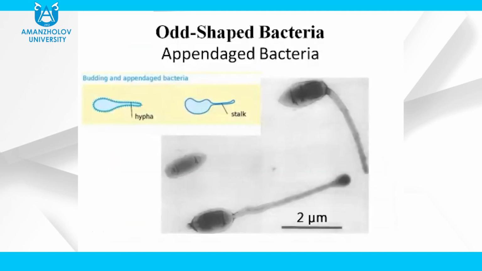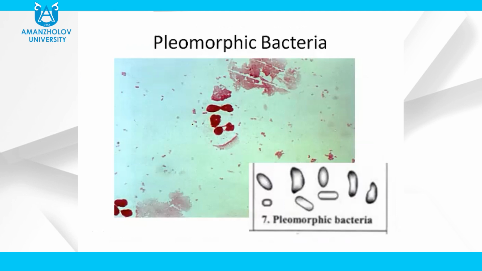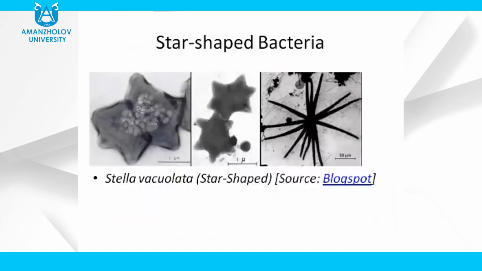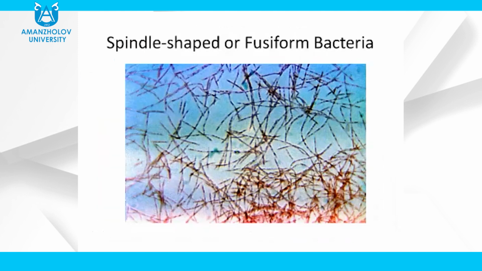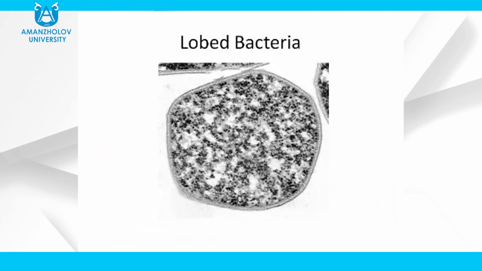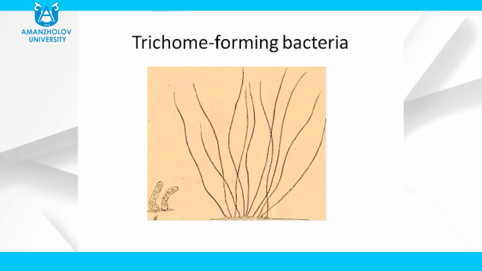Apart from these four main categories, there are other odd-shaped bacteria, such as the following shapes, namely box-shaped or rectangular bacteria, appendaged bacteria, pleomorphic bacteria, star-shaped, sheathed bacteria, stalked bacteria, spindle-shaped, rod-shaped bacteria, and trichome-forming bacteria. In this lecture, you learned that the size of bacteria is very small, that they cannot be seen with the naked eye, and that their forms are very different.